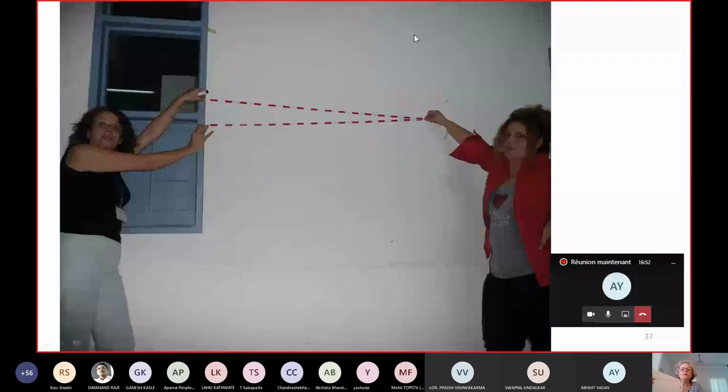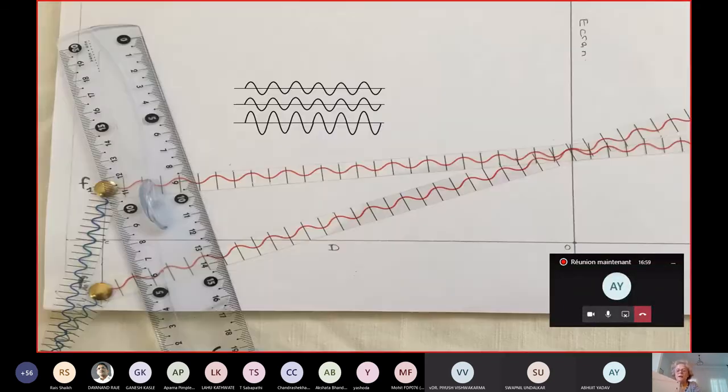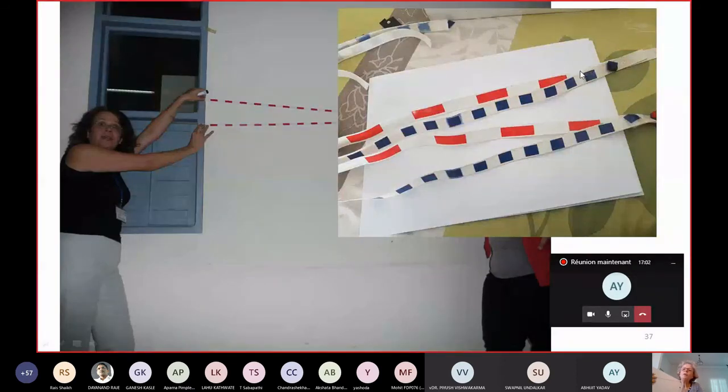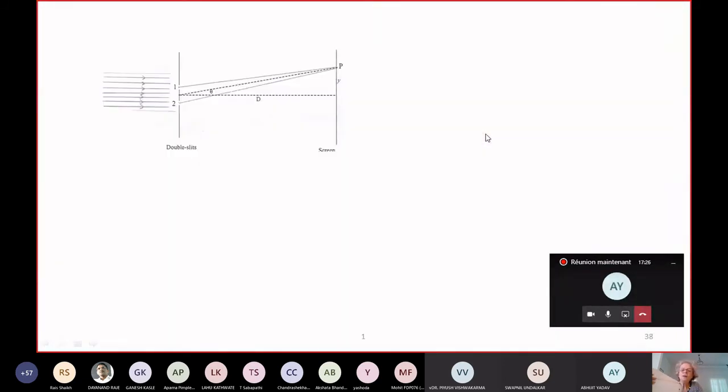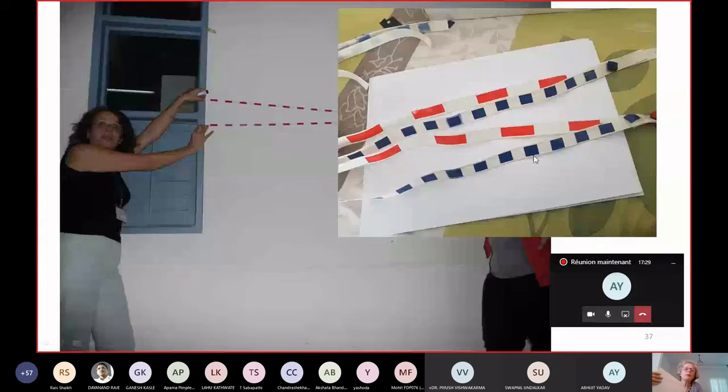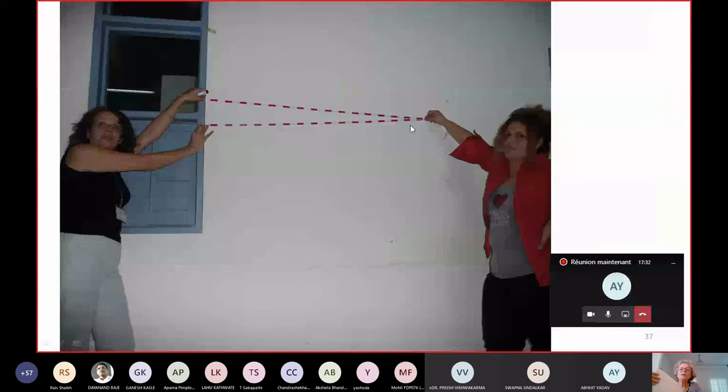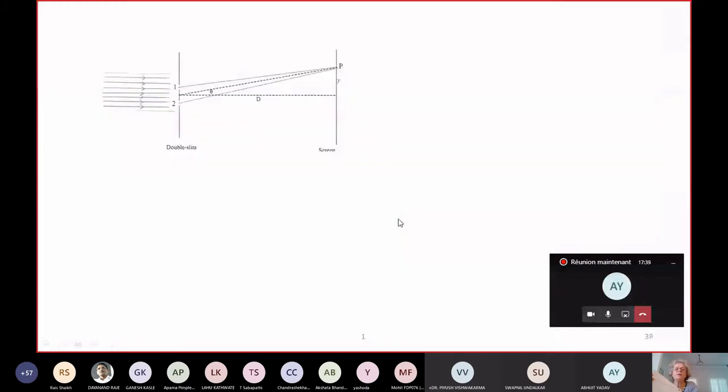We can also make a demonstration with ribbons for an interactive lecture demonstration. You can make them with a meter stick or something like this, and put colored tape on it. The dark parts are supposed to be the positive parts of the electromagnetic or electric field wave, and the white part is the negative part. And you can show that here, for example, the waves are in phase when they reach the center of the interference figure.